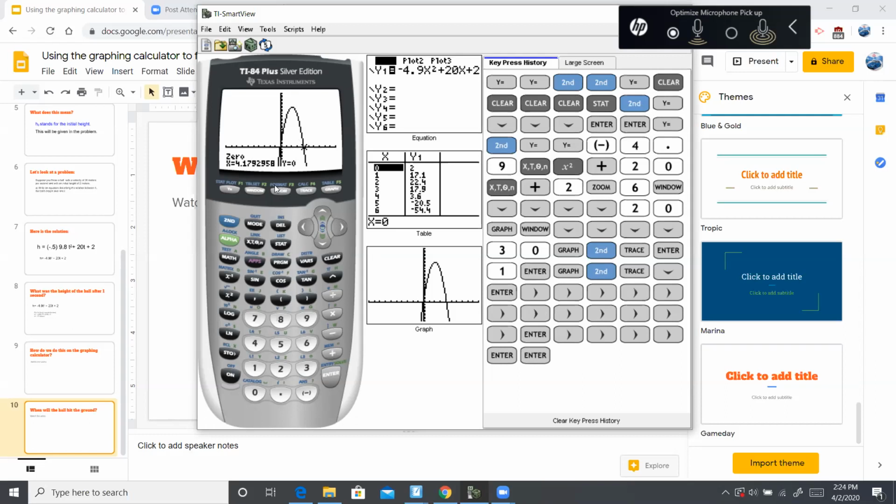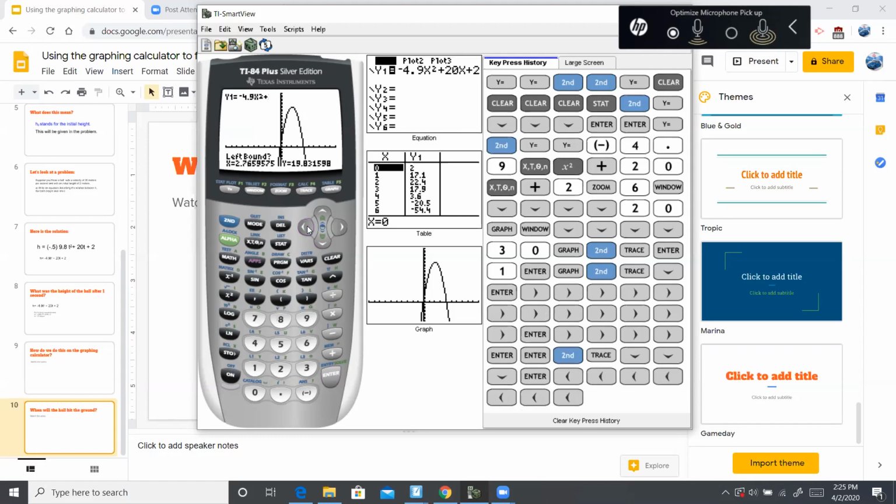All right, one last thing we want to take a look at that's pretty cool is the maximum height of the ball. At what time will it hit the maximum height, and what is the maximum height of the ball? Well, if I look here at the parabola, this is the vertex that we've been talking about, right? So we want to find this point right here. Once again, we're going to go second, trace. I think we kind of talked about this before. We want to take a look at the maximum of the parabola. So we're going to go down here to number 4, maximum.